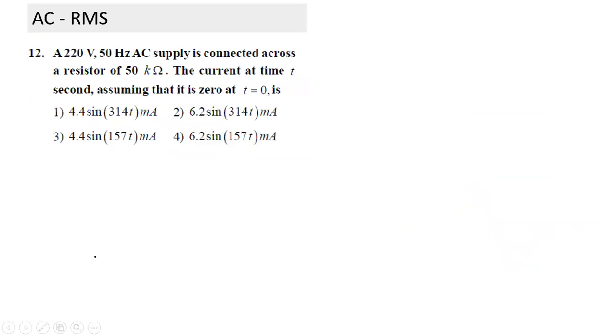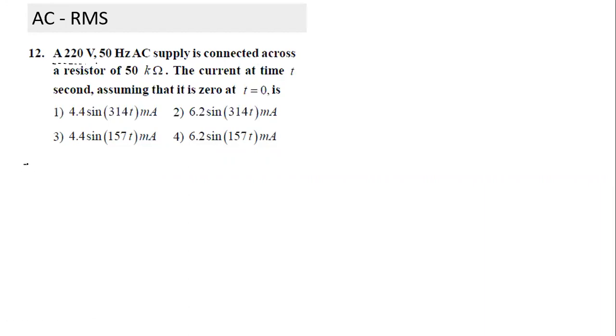Let's look at some of those questions. We practice a little more, it becomes more clear. First question. These are simple questions now. See, what is this 220 volts here? Is it the RMS value or the peak voltage value? RMS value. A 50 Hz supply is connected across a resistor of 50k ohms. What is the current at time t, assuming it is 0 at t = 0? Can we answer this question?